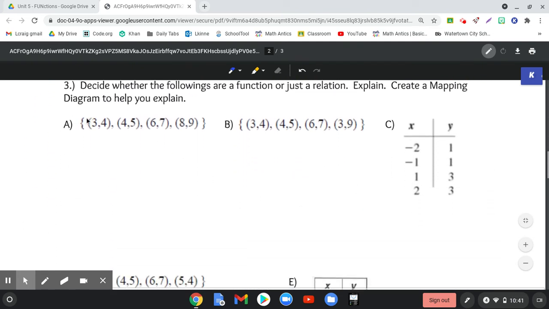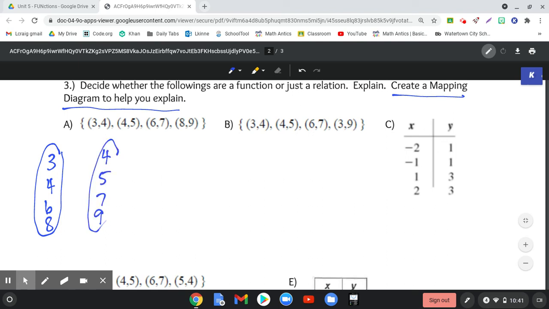All right. Sometimes it's hard to tell looking at a set of points. So if you want to, you can create a mapping diagram to help you explain. Or you could just look for the same X showing up more than once. But when you're getting started, I think it's easier to do a mapping diagram. So 3, 4, 6, 8. I already see that none of my X's repeat, so that means that it's going to be a function. But let's just see it visually. Sometimes that helps. 4, 5, 7, 9.